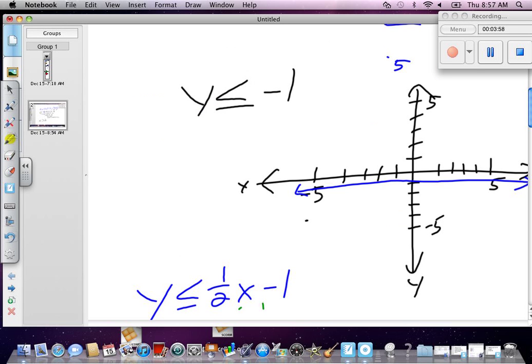Okay. Do you guys remember how to figure out how to shade it? What are we going to do? Plug in 0. Is 0 less than or equal to negative 1? Is that true or false? False. So I'm going to shade the opposite side.